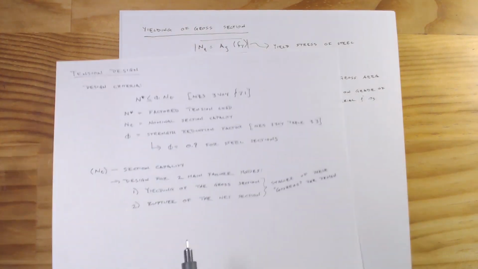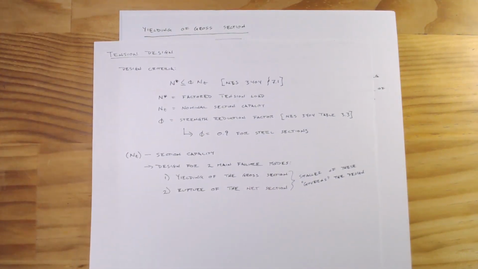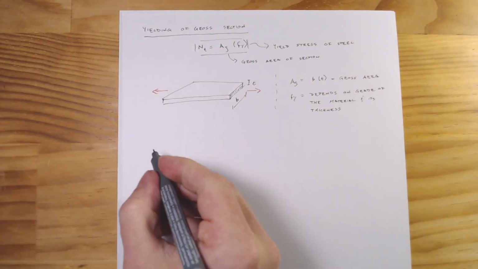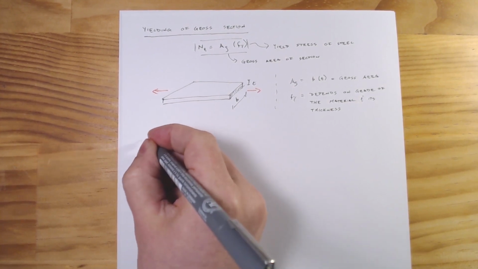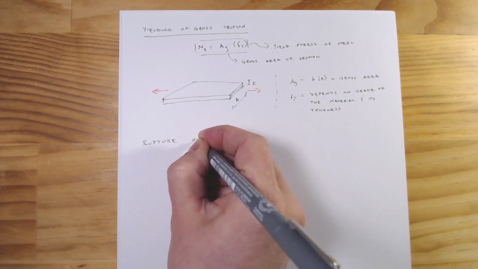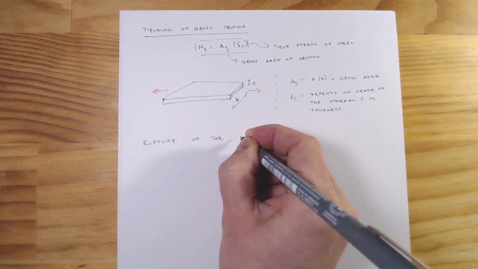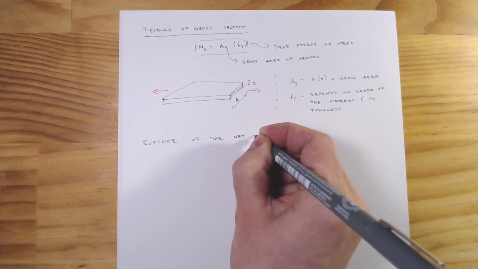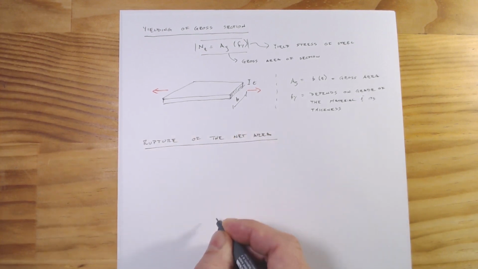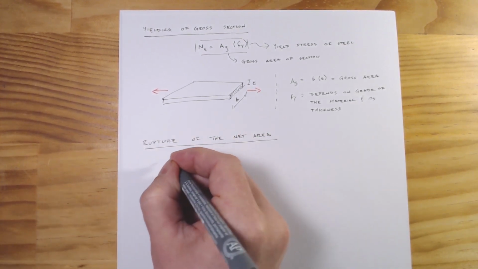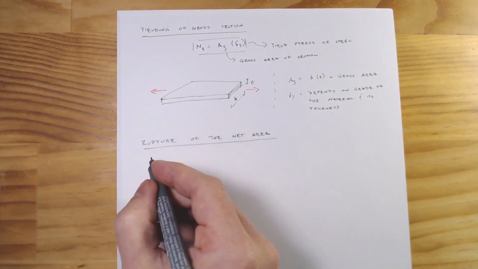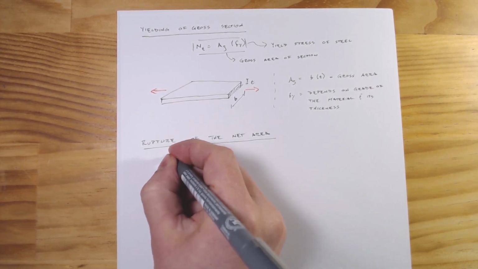Now we know how to calculate one of our two nominal section capacities for an element in tension. The next one which we have to look at is rupture of the net area. We'll go ahead and write that down. Again, with net area, as different from the gross area, a portion of your section is going to be missing.